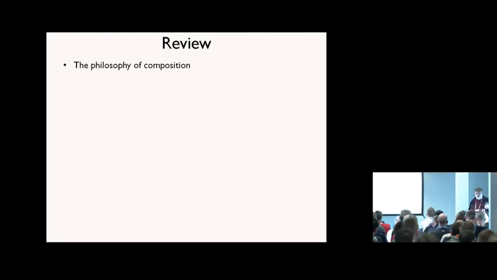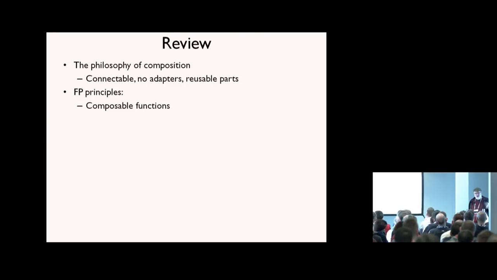So let's review what we discussed. We talked about the philosophy of composition, things being connectable, not having to use a special kind of adapter, everything being reusable. That's really the whole philosophy behind composition. This is why it's so important, you can do so much with it. We then talked about functional programming: composable functions, composable types. Everything is composable. You probably get fed up with that word because I've said it so many times.